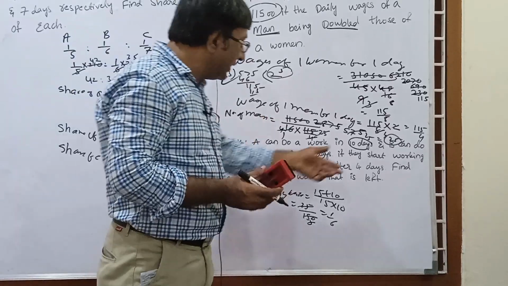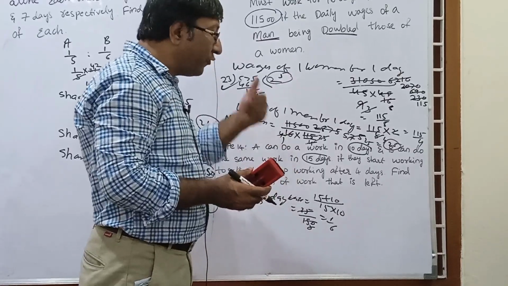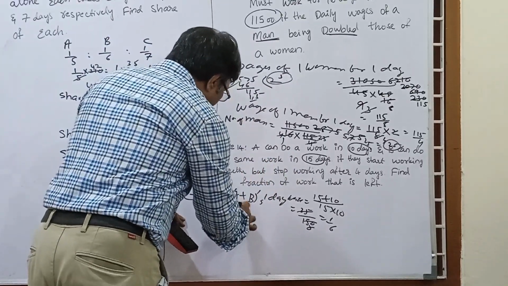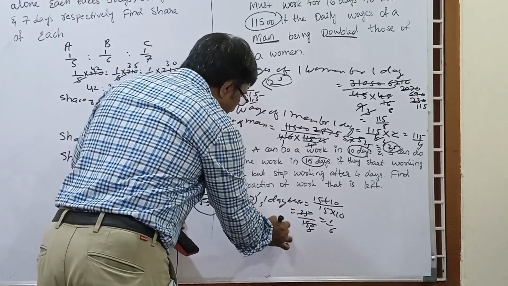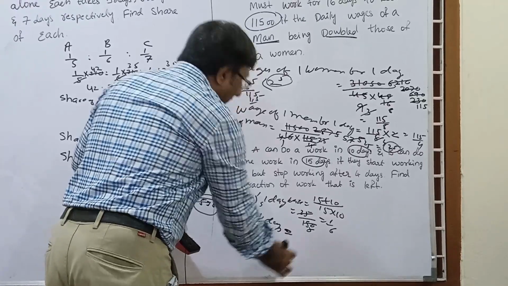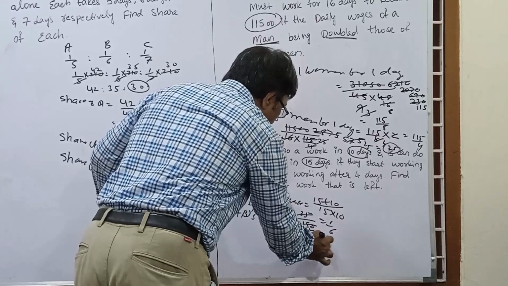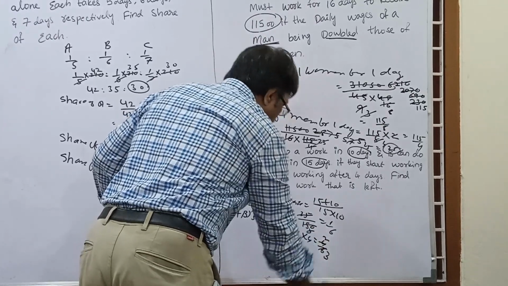But in the question, they started working together and stopped working after 4 days. So A plus B's 4-day work will be 4 times the 1-day work. So this is 1 by 6 into 4, you will get 4 by 6, which is 2 by 3.